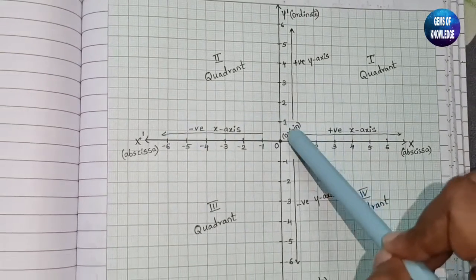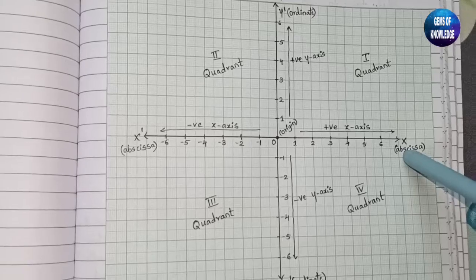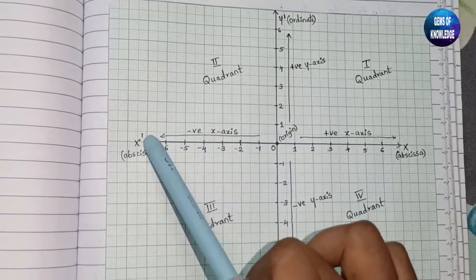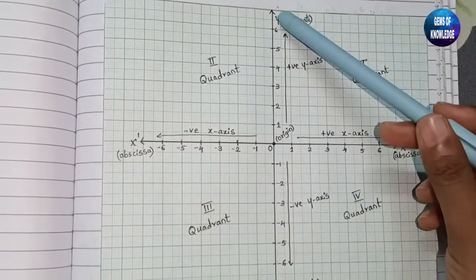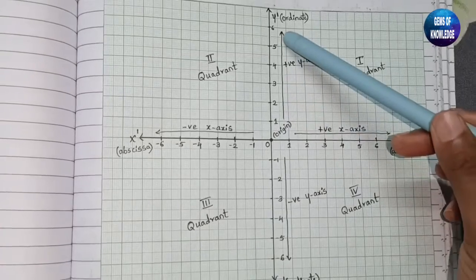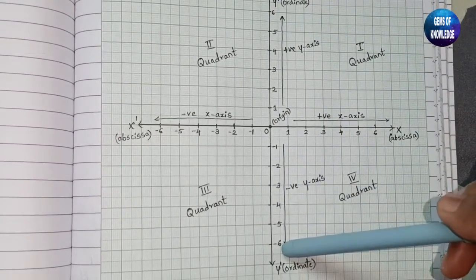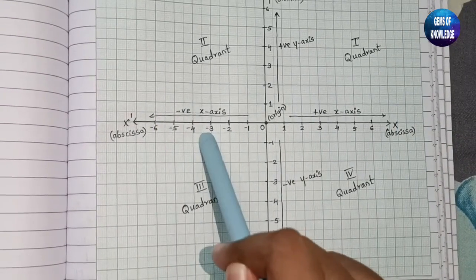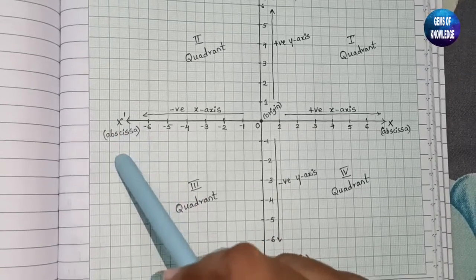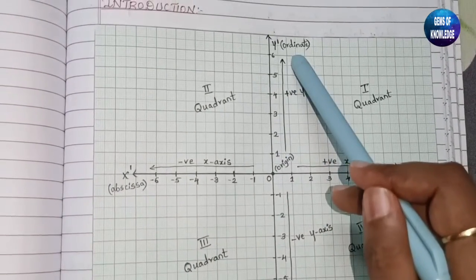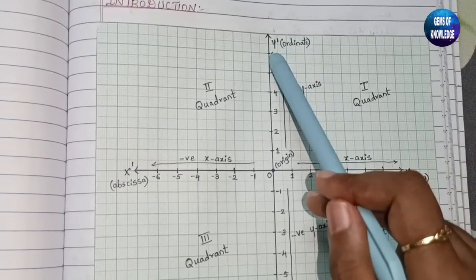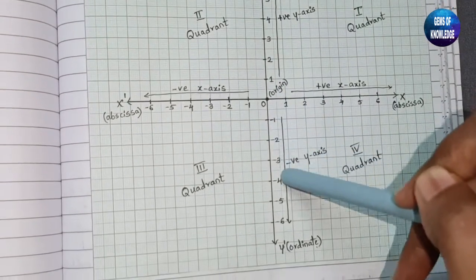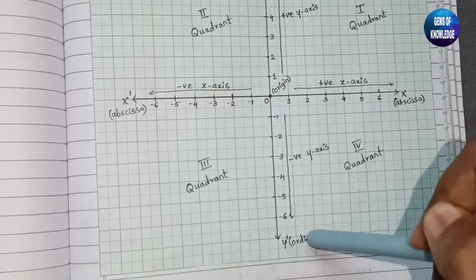Okay, so we know that this is your x-axis. Now your x-axis is divided into 2 parts, that is the positive x-axis and the negative x-axis. Similarly, your y-axis has a positive y-axis and a negative y-axis. The right part is known as the x-axis, and the left part with the minus sign is known as the x dash axis. Similarly here, this is the positive y-axis. Sorry, by mistake it became y dash, it is the y-axis. Similarly, the negative part is called the y dash axis.